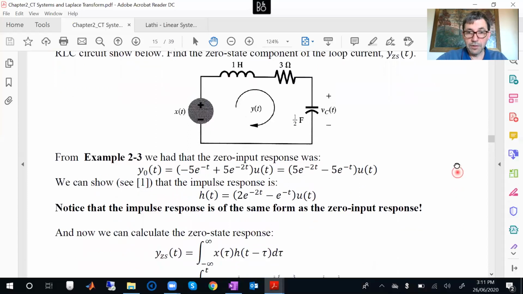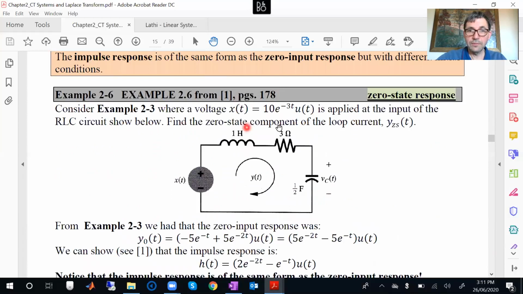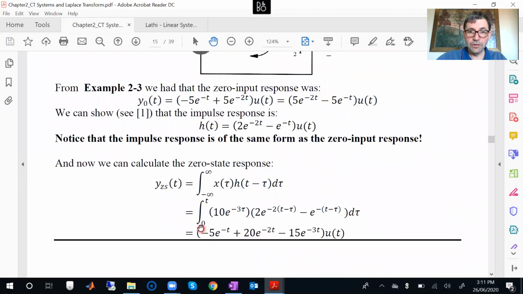To get the zero state response, then it's just a small step to take that, plug it in here. That's your impulse response. That's your input, which, if you recall, was this. That was the input. As we've done before, this goes from 0 to t. That's the input. That is the impulse response.